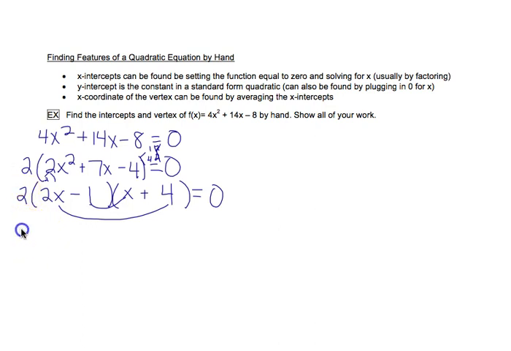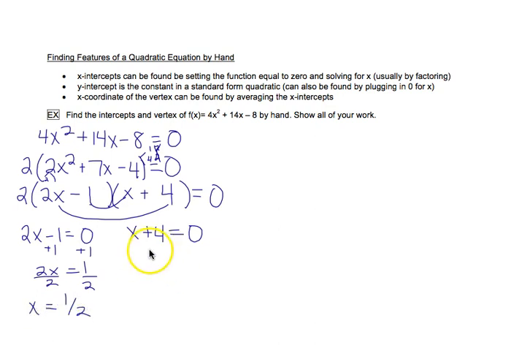So now that means that I can solve once it's factored. So set each factor equal to 0 and get x alone. So here add 1 and then divide by 2. So x equals 1/2. And then over here I'd subtract the 4. So x equals -4. So these are the solutions.